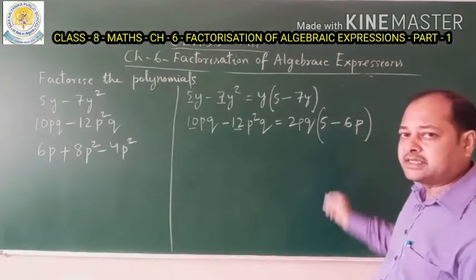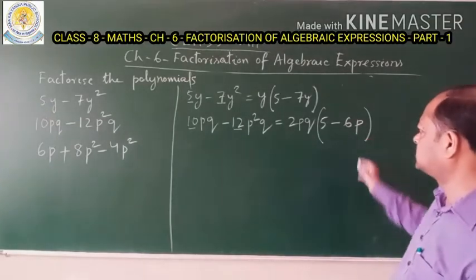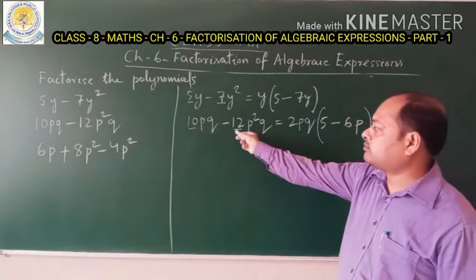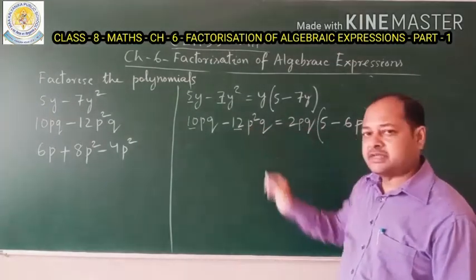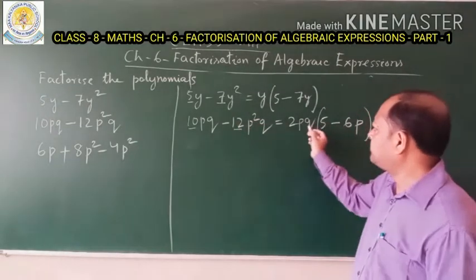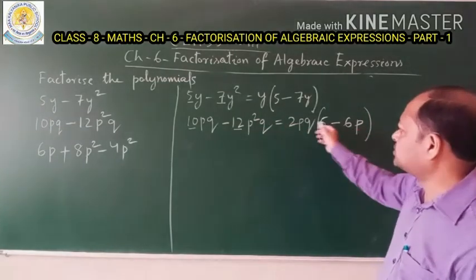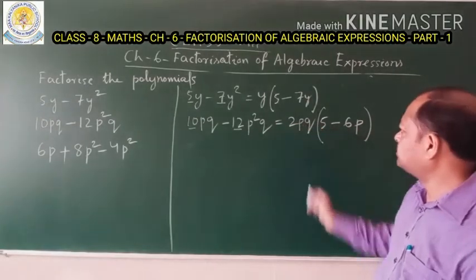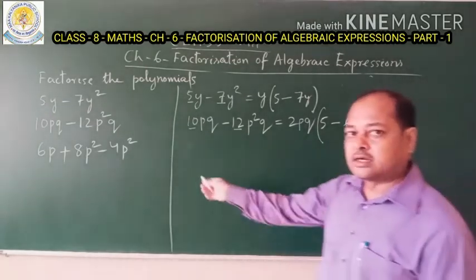So which term am I getting now? That is 6p. I am getting the term 5 minus 6p. So this is the factorization of 10pq minus 12p square q. If I multiply, I will get the same algebraic expression. 2 into 5 is 10, and pq is there. So 10pq, then minus sign, 6 into 2 is 12, then p into p is p square, then q. So that is 2pq(5 minus 6p). Okay.